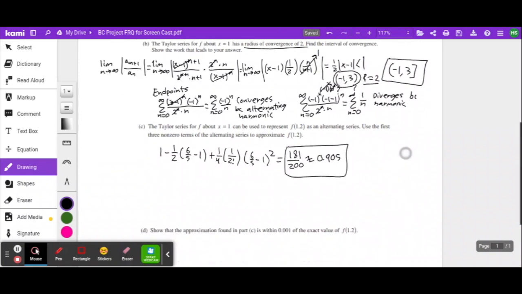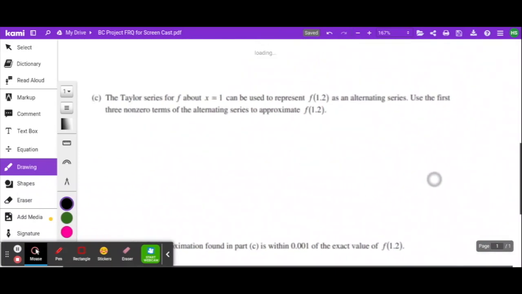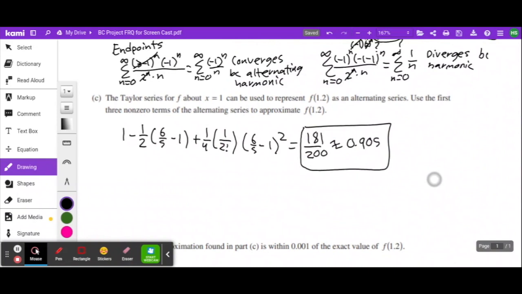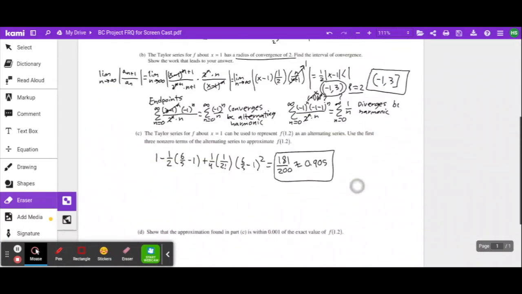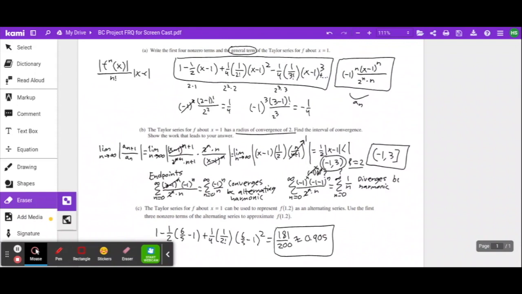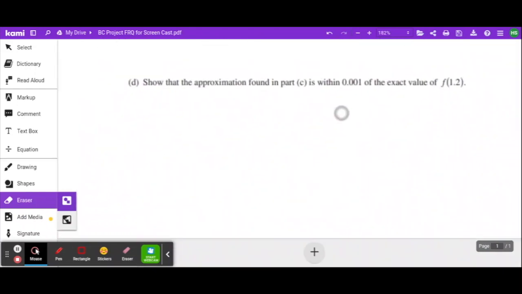Great. And for this problem, there's only 1 point to earn, and it's for doing what we did and getting this answer. Alright, part D. Show that the approximation found in part C is within 0.001 of the exact value of f of 1.2. Well, reading this, we might first think that we need a Lagrange error bound, but there's an easier way. Remember, we're using an alternating convergent series, so we can just use the error for alternating series.